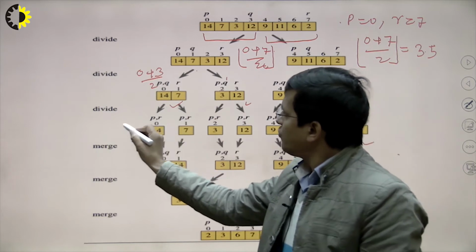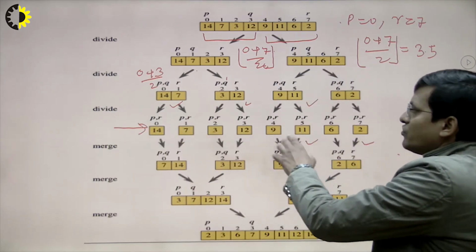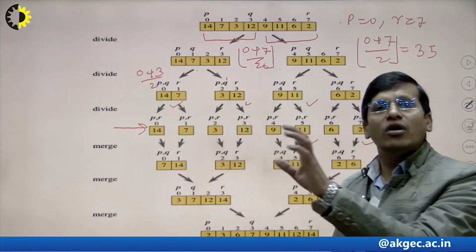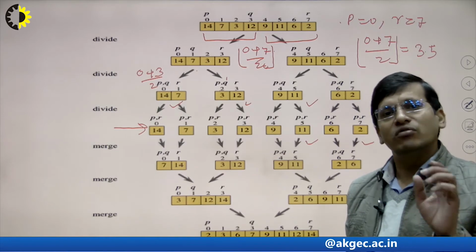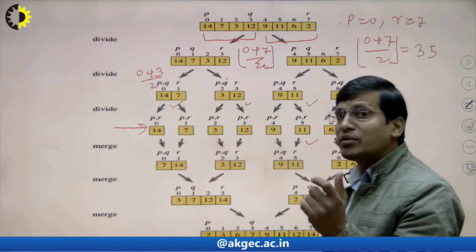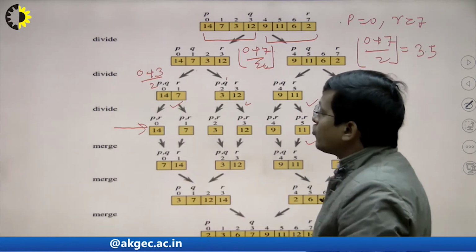Now after this division we have single elements, and a single element is already sorted. There is no requirement to sort a single element, because it is already sorted. So now we are going to combine them.